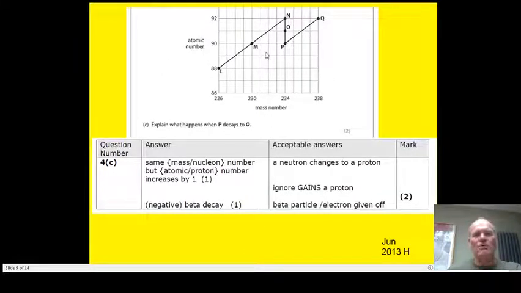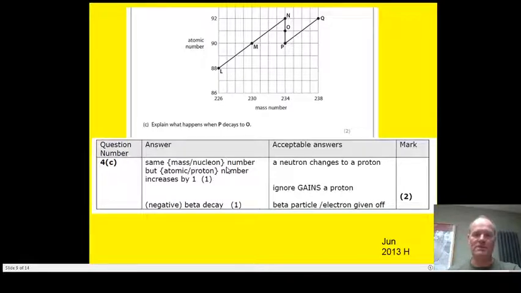When P decays to O, we actually increase the atomic number. The only decay that we know about that does that is beta minus decay, where a neutron turns into a proton. The mass number doesn't change because protons and neutrons have the same mass. But the neutron changes to a proton, so the atomic number increases by 1, but the mass number stays exactly the same. So P to O is beta minus decay.